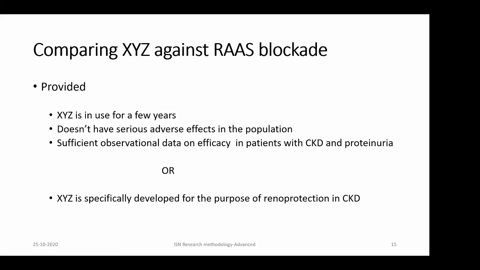And sometimes people might start using it off-label in patients who are unable to tolerate ACE inhibitors. Now, if sufficient observational data accumulates over a period regarding the efficacy of this particular drug, that yes, it reduces proteinuria and it reduces glomerular filtration rate progression, that is a perfect scenario to compare this against RAS blockers. Or the alternate scenario is that this drug has been specifically developed as a renoprotective drug in CKD, and here that is not the case.